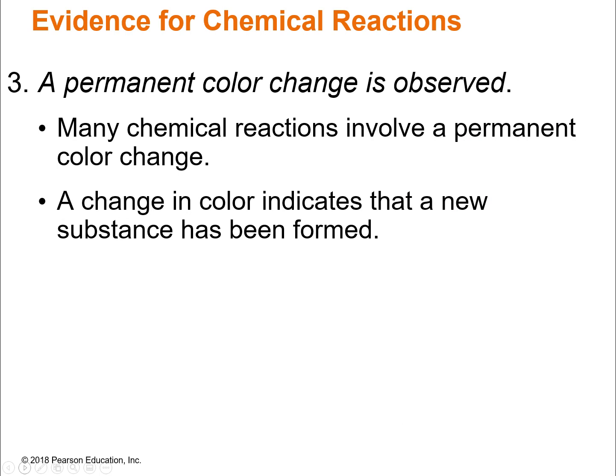The third piece of evidence you can look for is a permanent color change. Lots of reactions involve a color change. So it may go from clear to a color, from a color to clear. A color change means that you've made a new substance.